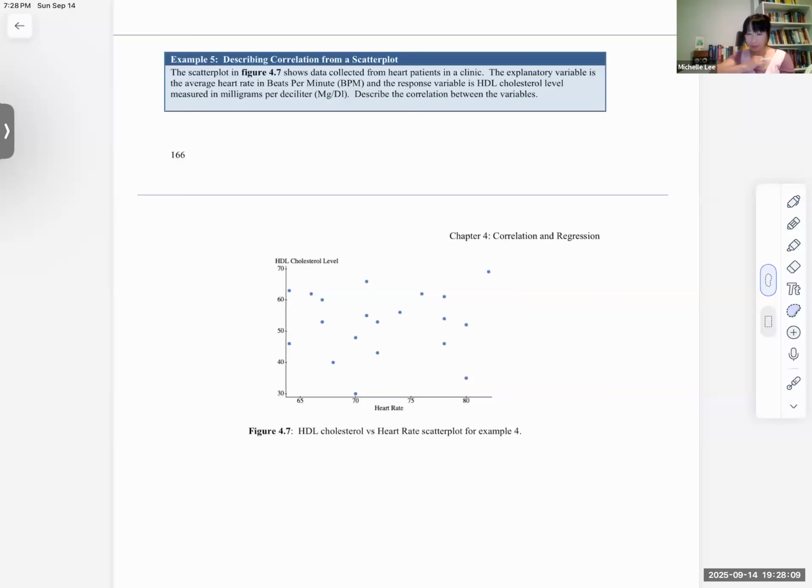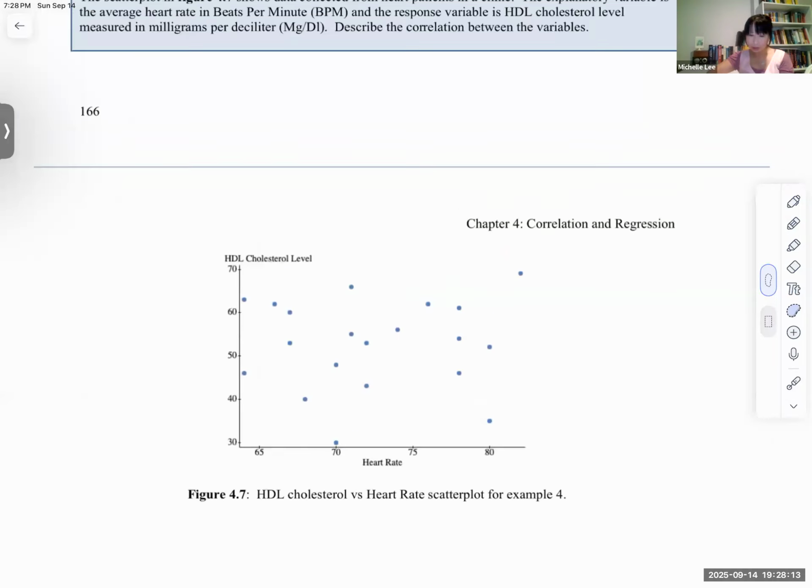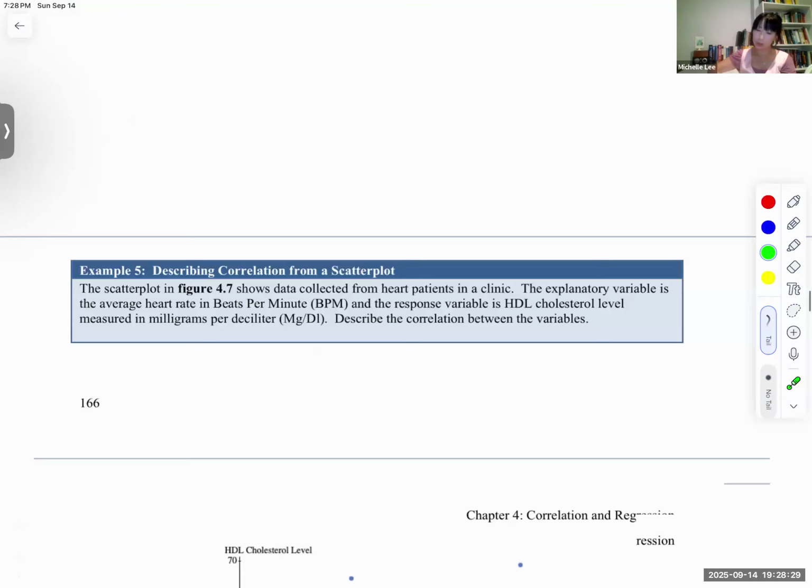What about this one? Can you see that? Let me make it bigger. Yeah. So this one, what can we tell? Yeah, the scatter plot is all over the place. So we can say that there is no correlation, right? Like this picture, right?